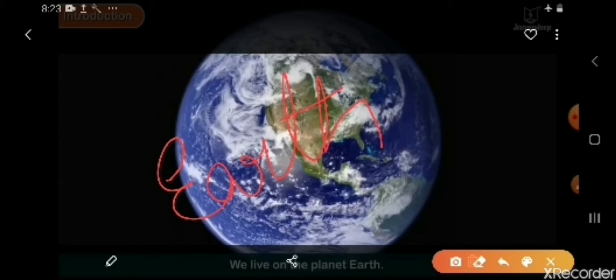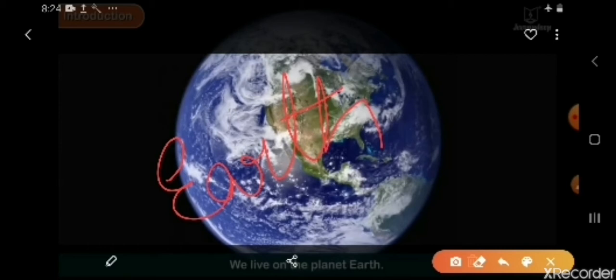What do you mean by unique, children? Unique means something special. In the solar system, earth is a planet where we have life. It is the only planet which has life. No other planet has life. Children, have you ever thought why earth has life?